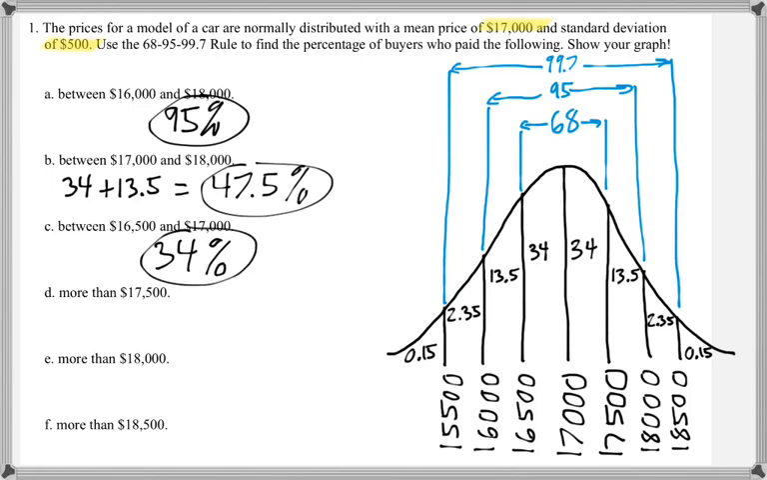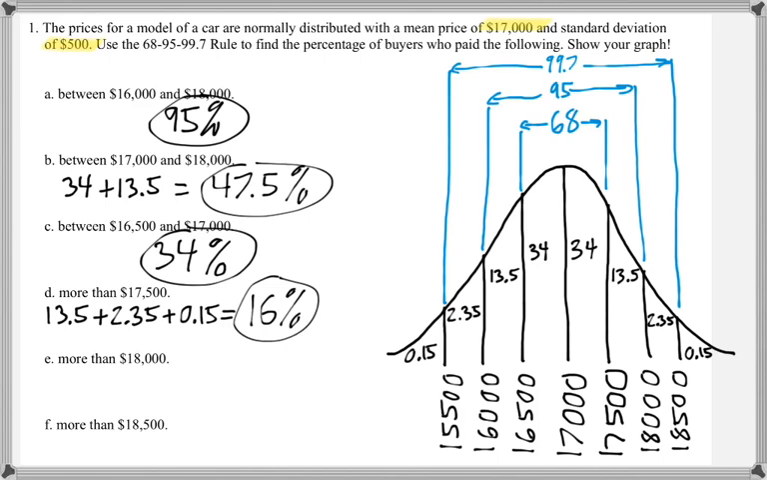Part D says more than 17,500. So that would be all of the regions to the right of this number, so these three regions. So I need to add 13.5 plus 2.35 plus 0.15, which is equal to 16%.